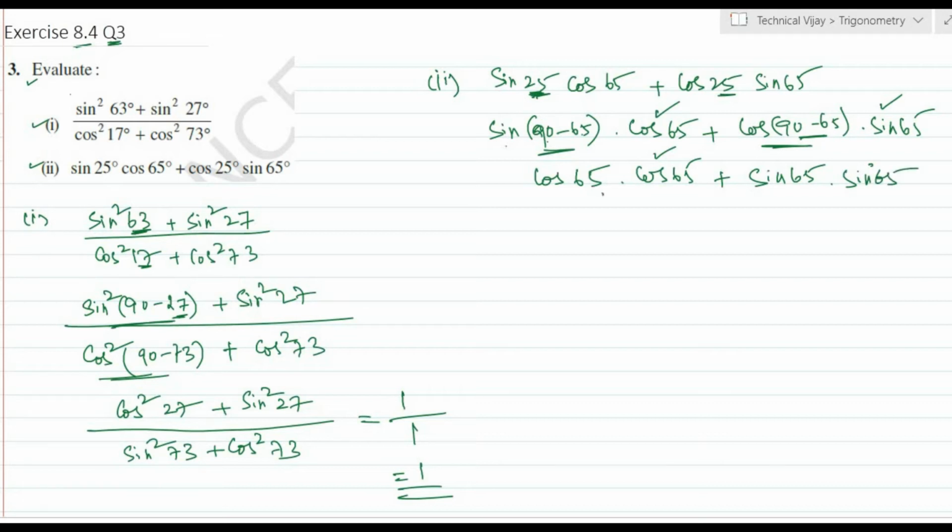See, a into a plus b into b, that is a square plus b square: cos square 65 plus sin square 65. So sin square plus cos square is equal to 1 if the thetas are the same.